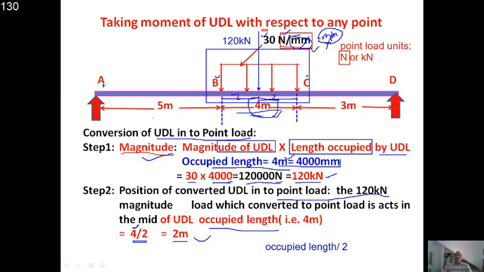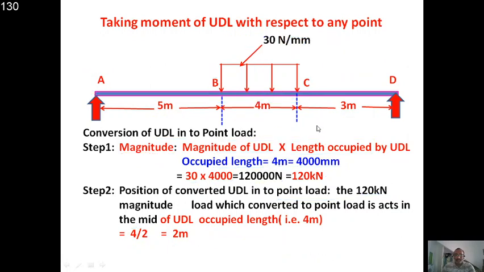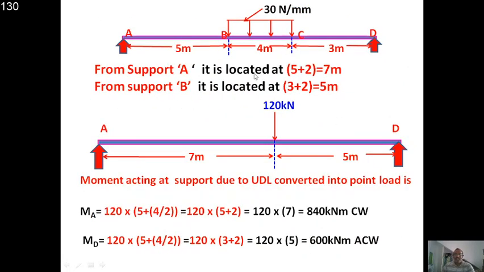4/2, right. So now if I want from A where the 120 acts, then 5 + 2, 7. Similarly, if I want from D where this 120 acts, then 3 + 2, 5 meters. Like that you can calculate it, right? Now see the same figure to understand better. I have represented it here like the same figure. So after calculation we understand that the UDL has been converted in terms of magnitude into a point load of 120 kilonewtons.